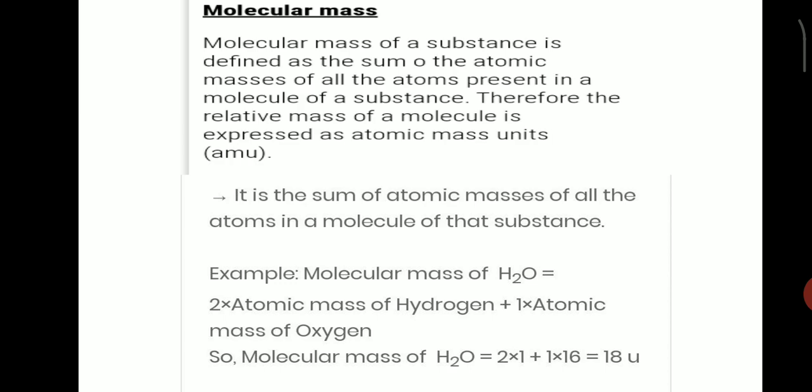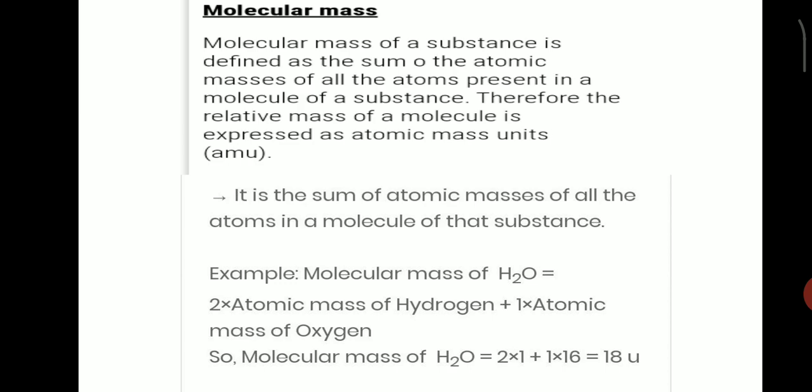So, how will we calculate the molecular mass? It is the sum of the atomic masses of all the atoms in a molecule. So, we know that a molecule is the combination of atoms. If I am talking about water, water is the combination of two different elements, two different atoms. What are the two different atoms? Hydrogen and oxygen. When they combine together, it becomes a molecule. That is, the molecule is water, H2O.